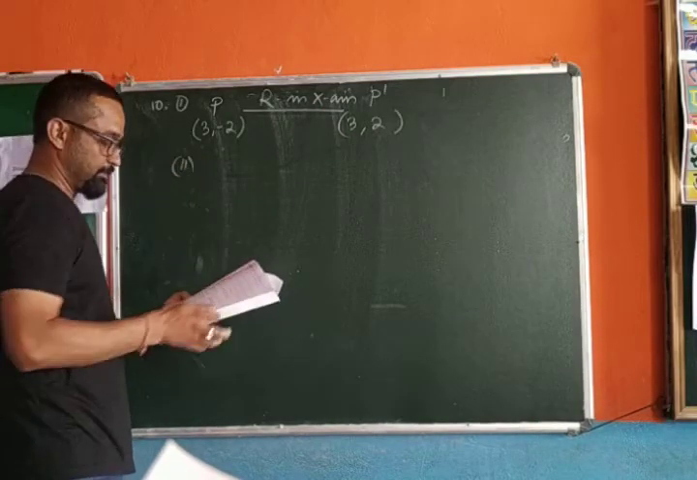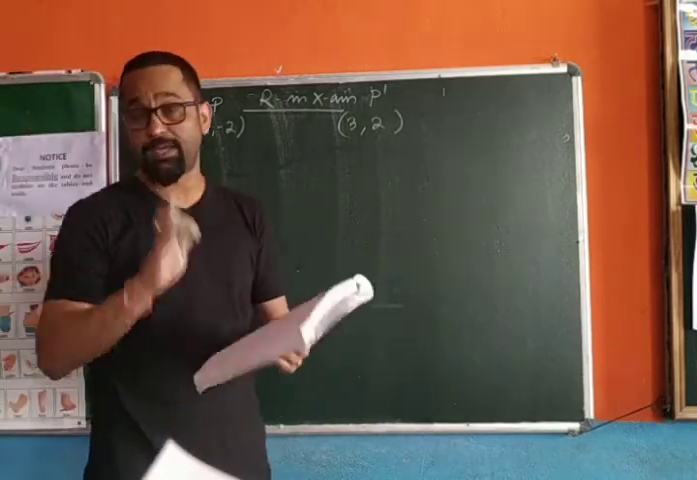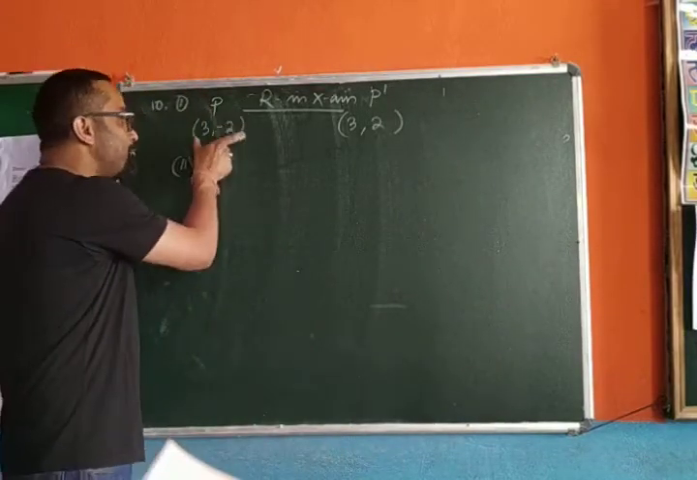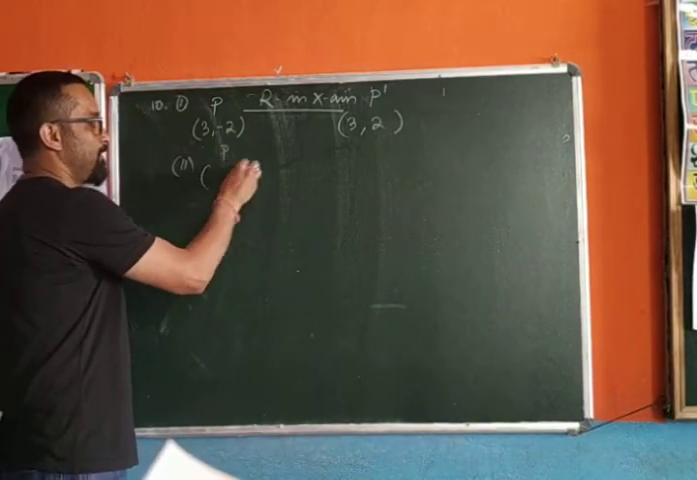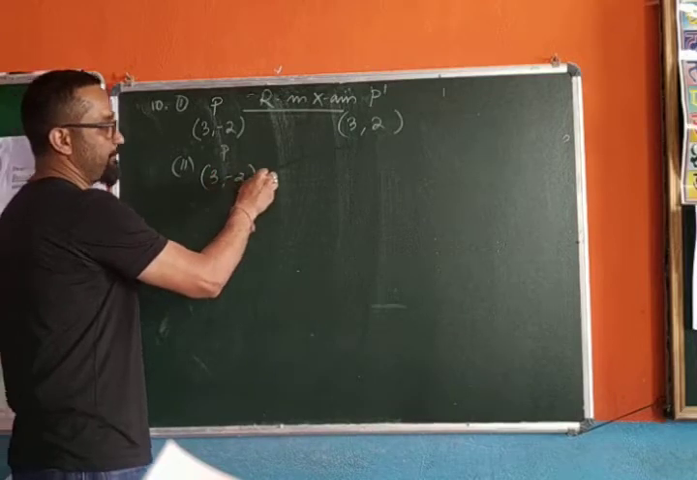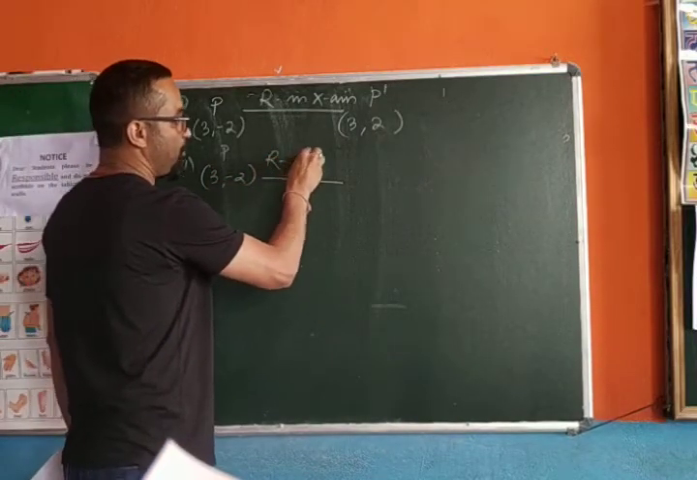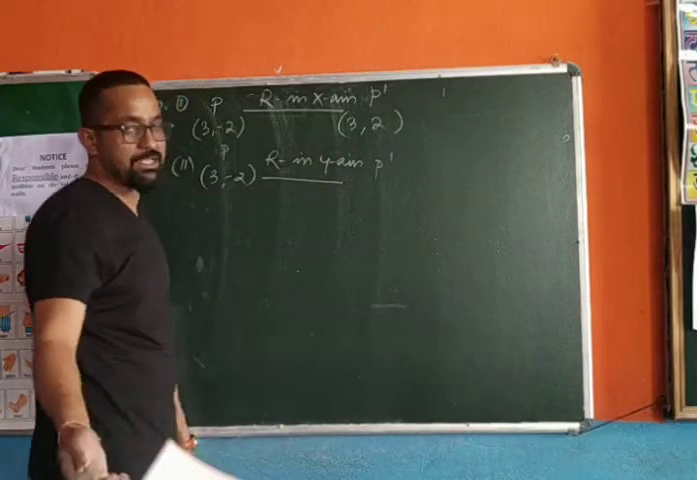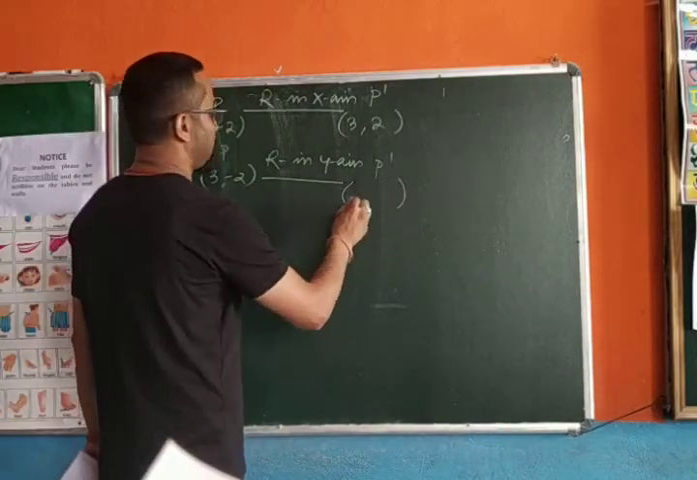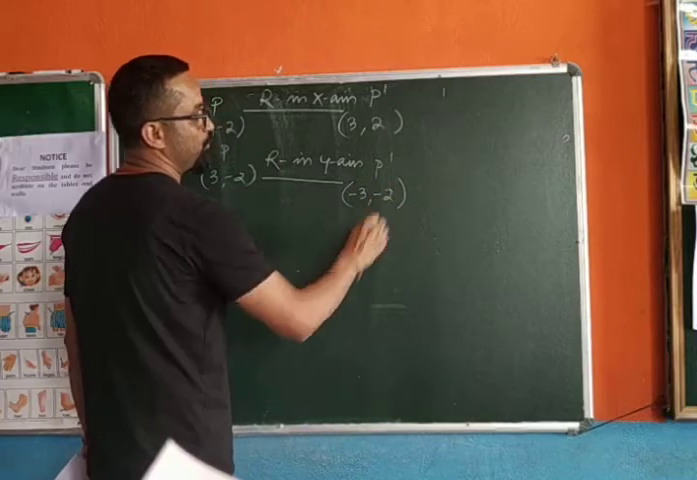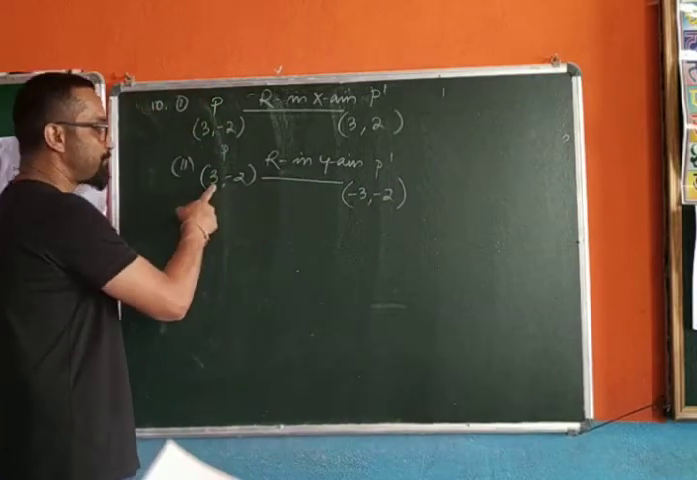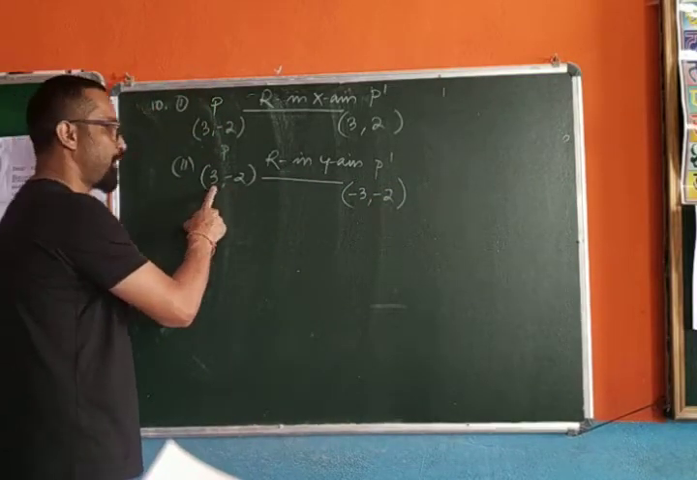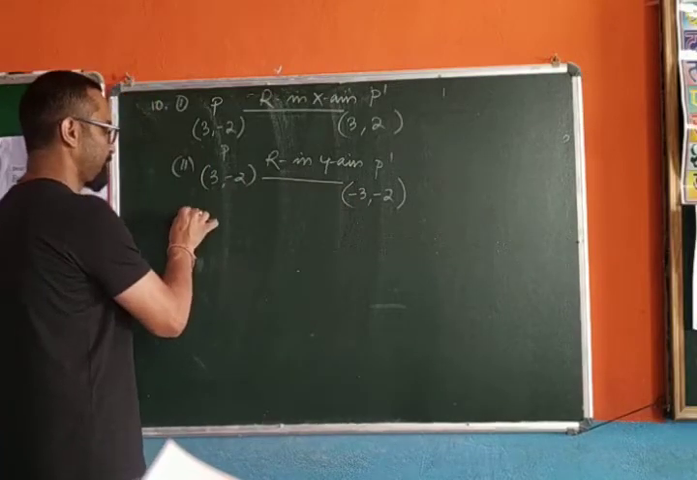Second one, the question says that when reflected in the y-axis, the same point is getting reflected. P is getting reflected in the y-axis. You can write P dash as the image. It is -3, -2. Y-axis means the abscissa changes the sign. Plus will change to minus.